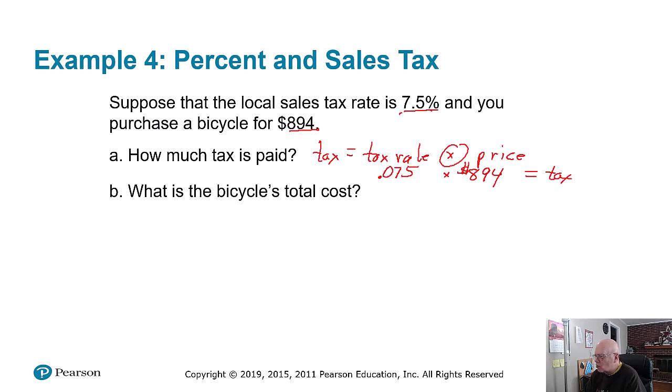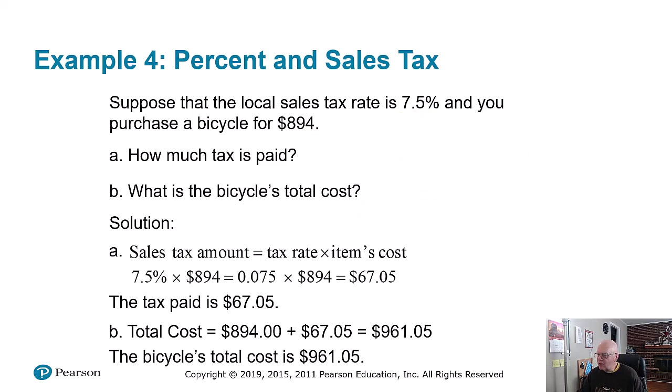What's the bicycle's total cost? Well, of course, it's the $894 plus the tax we just calculated, which we'll see in a moment. So there's the sales tax, comes out to about $67.05. That's added to the price on the bicycle, and there's your total cost. And that's what your credit card is going to pay, or that's what you're going to pay out of your pocket, or by a check, whatever way you do it.